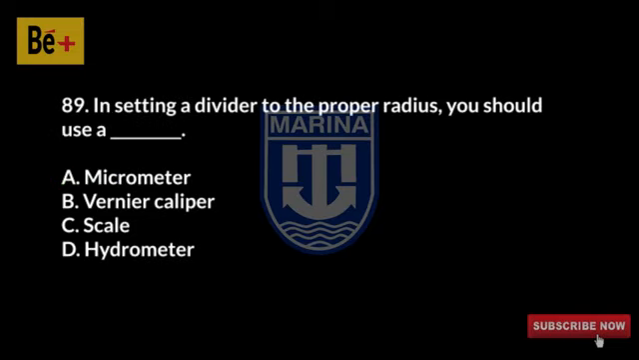In setting a divider to the proper radius, you should use A. Micrometer. B. Vernier caliper. C. Scale. D. Hydrometer. The answer is C. Scale.